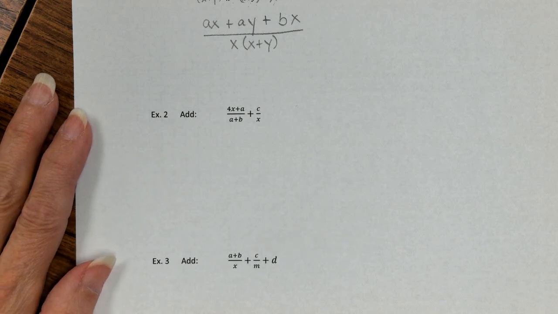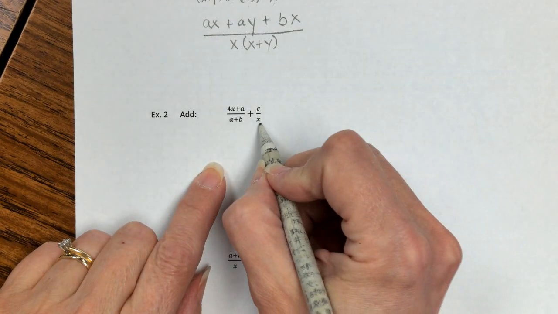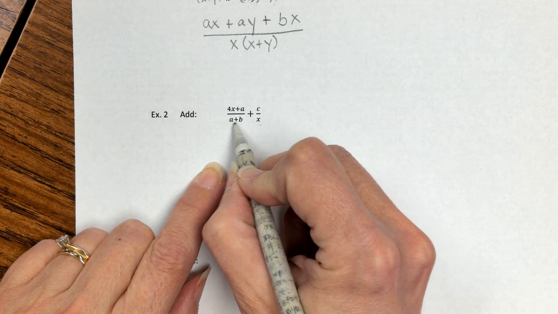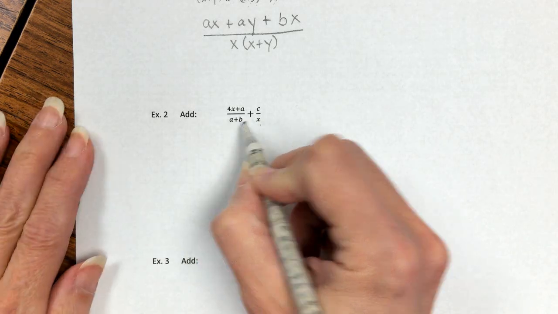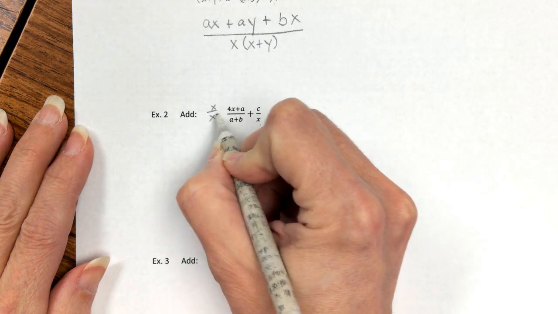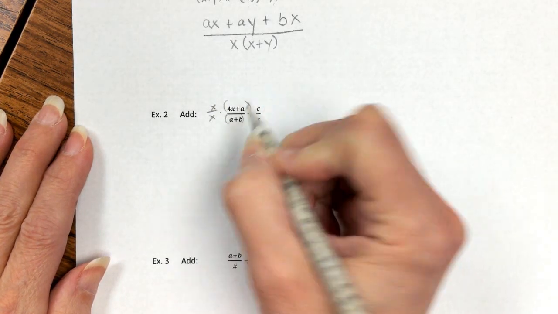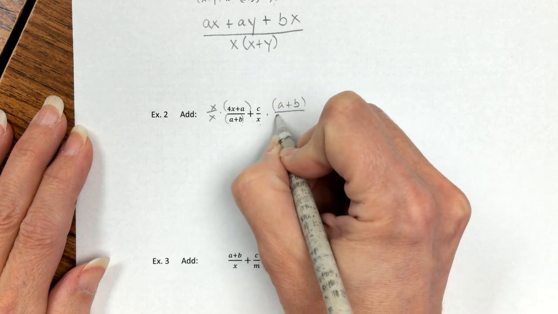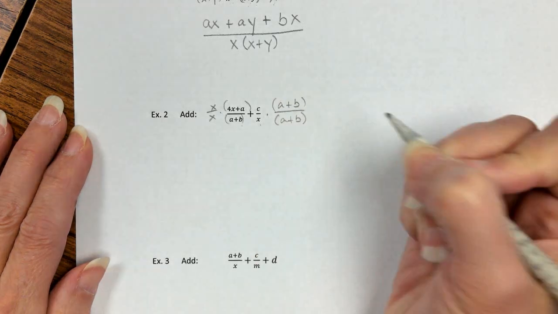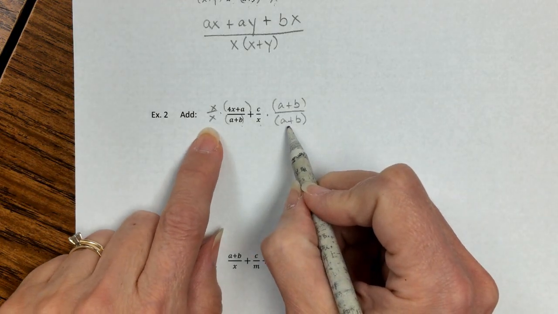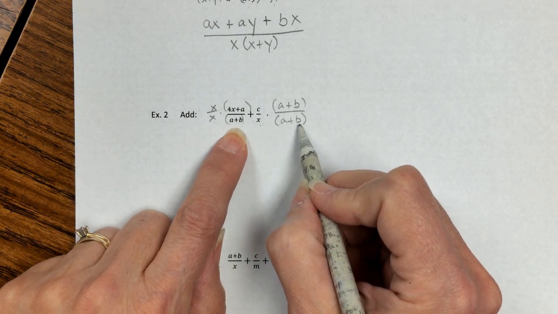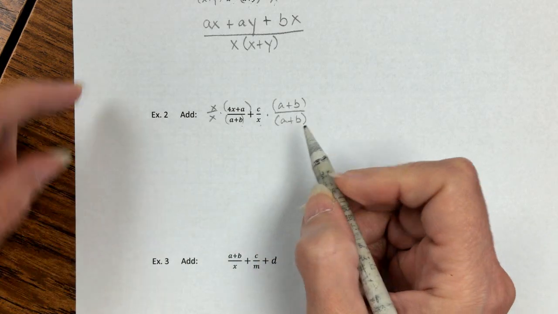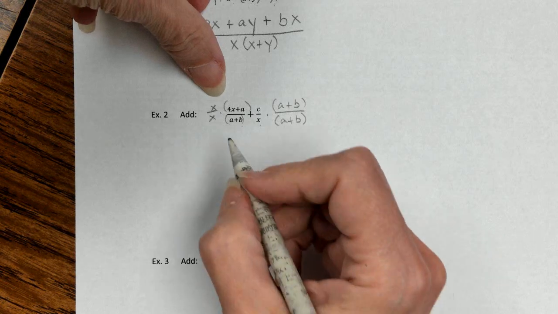Okay, so in the next one, one factor of our common denominator is going to be an x, and the other factor is a plus b. So we need x over x times this one, and a plus b over a plus b times this one. Each denominator now is x times a plus b. Okay, common denominators, and now we can add the numerators, but we also have to distribute.